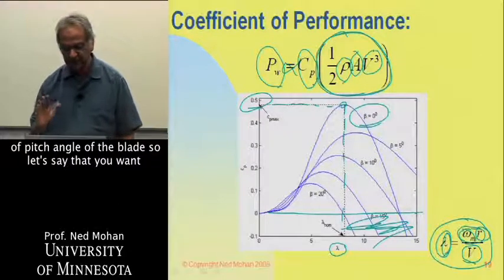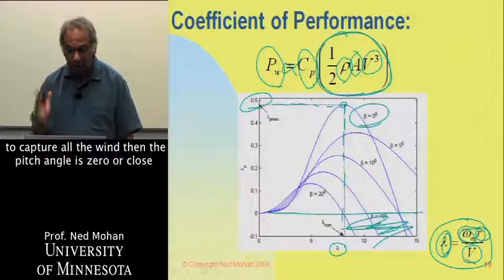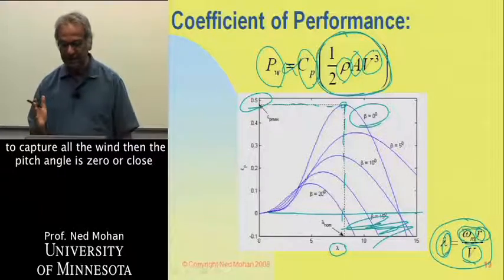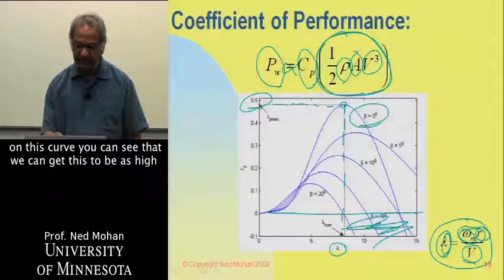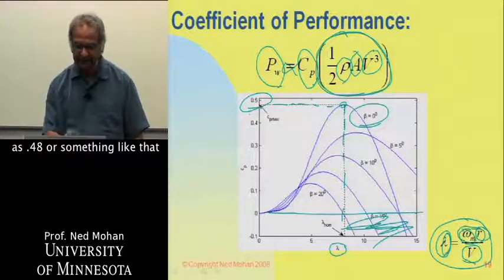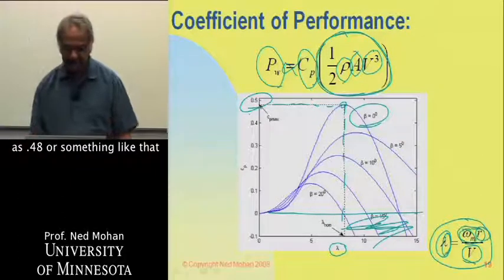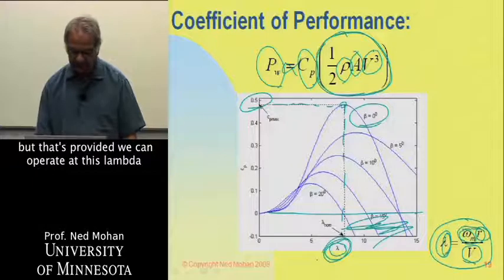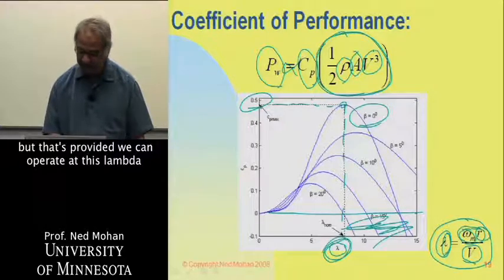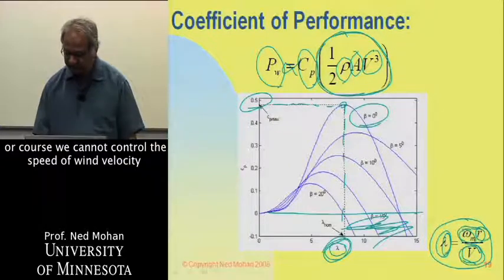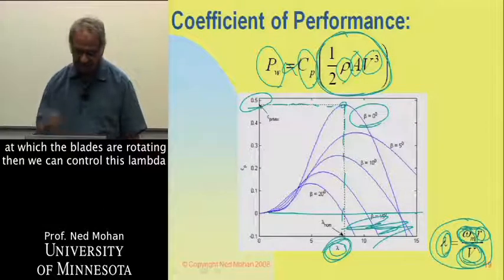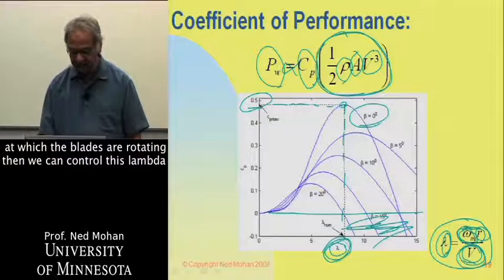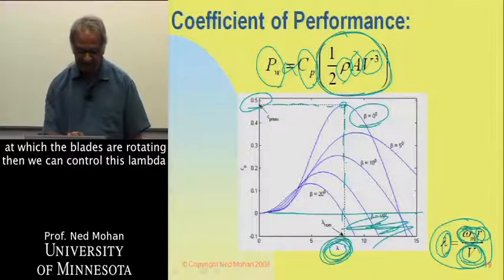So let's say that you want to capture all the wind, then the pitch angle is 0 or close to 0. And so if you just concentrate on this curve, you can see that we can get this to be as high as 0.48 or something like that. But that's provided we can operate at this lambda. Of course, we cannot control the speed of wind velocity, but if we can control the speed at which the blades are rotating, then we can control this lambda to give us the maximum CP.